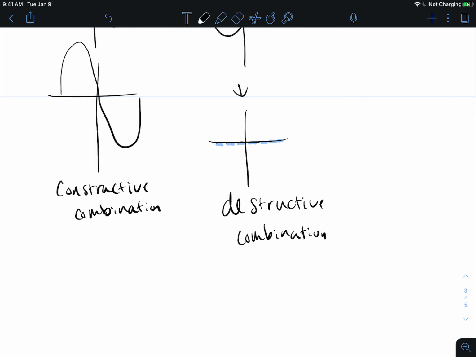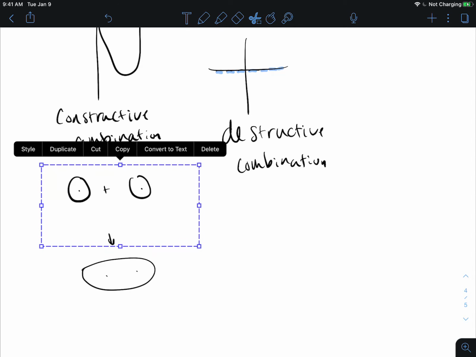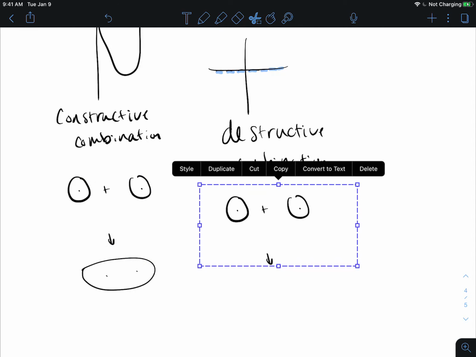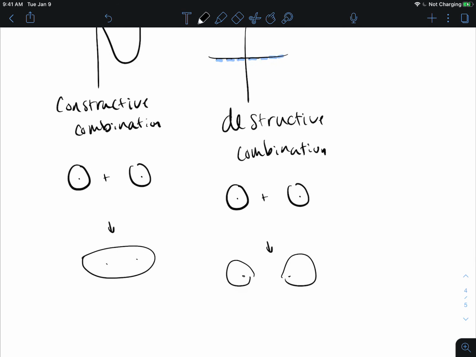So our constructive combination, this plus this, produces this. Destructive, this plus this, produces our node. Like so. So this will be our sigma star, and this will be our sigma.